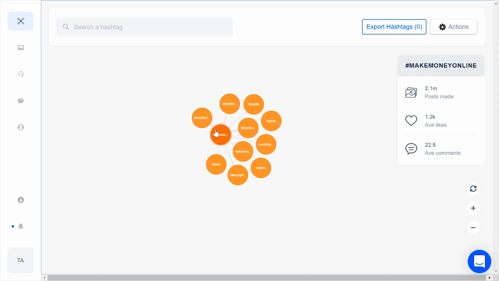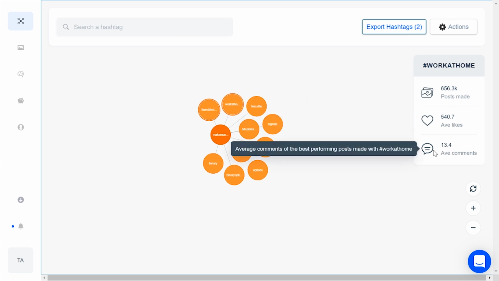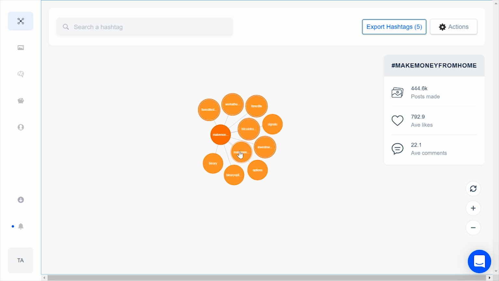And here you go. Here you can see them. You've got stats for all of them. Work at home, 600,000 posts made, average likes 500, average comments. Amazing information. You need this information because then you know you're going to be able to rank for it. 800,000, same stuff. Signals, Bitcoin trading, investments, make money from home.